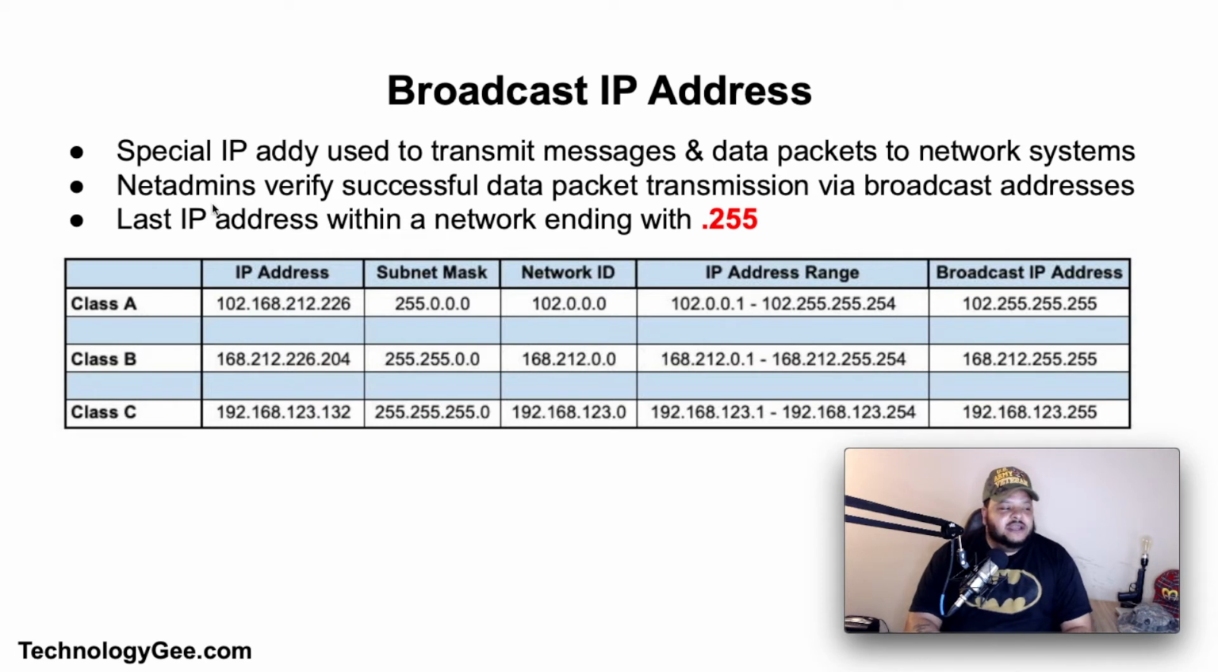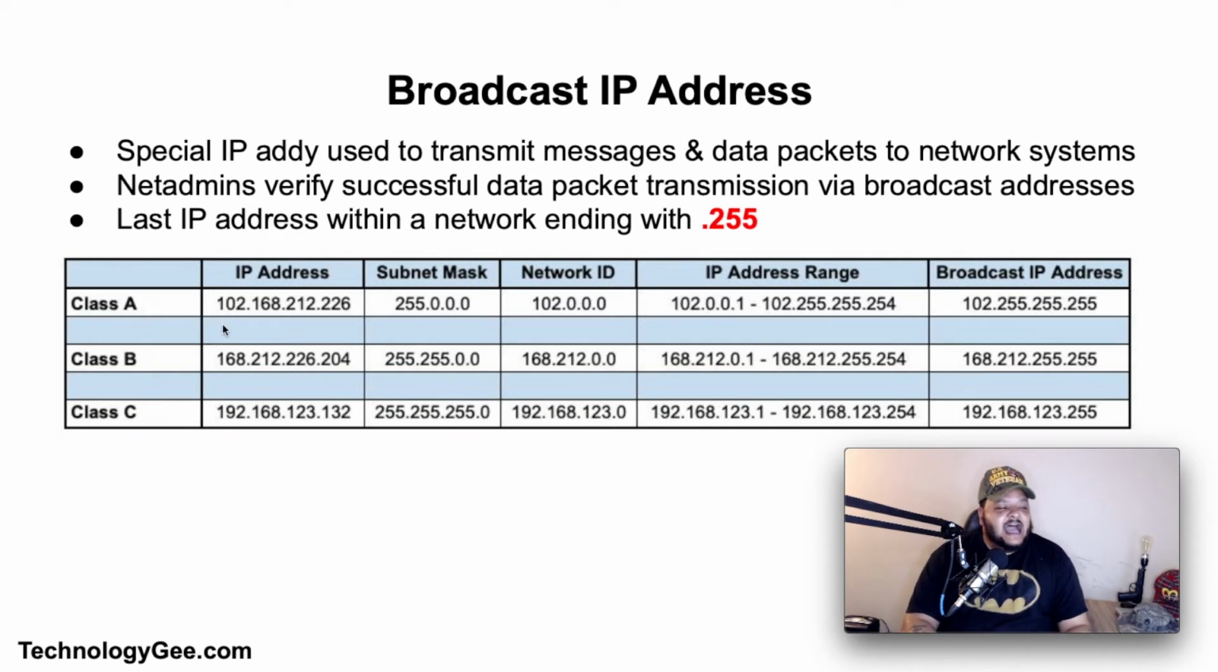In this chart here, you can see I have Class A, Class B, and Class C, and I have the matching IP addresses, subnet mask, network ID, IP address range, and the broadcast IP address. Basically, this chart signifies how you would take an IP address and then break it down or subdivide it so that you can figure out which IP addresses you can assign to devices within your local network. So you're like, what the heck are you talking about? All right, so let's go through this real quick.